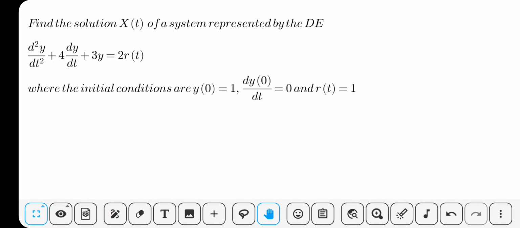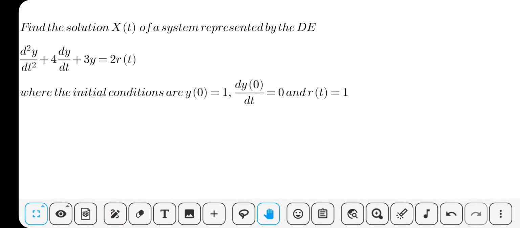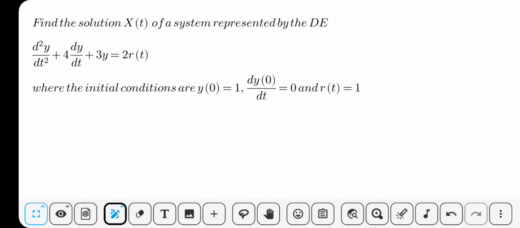In this video, I'm going to teach you how to solve this question. So the first thing, write out your solution. And you write out the given DE, differential equation.